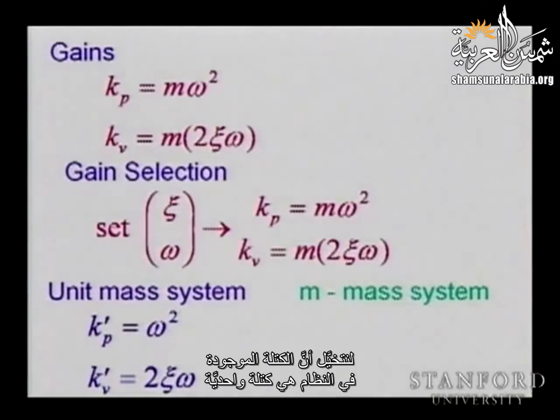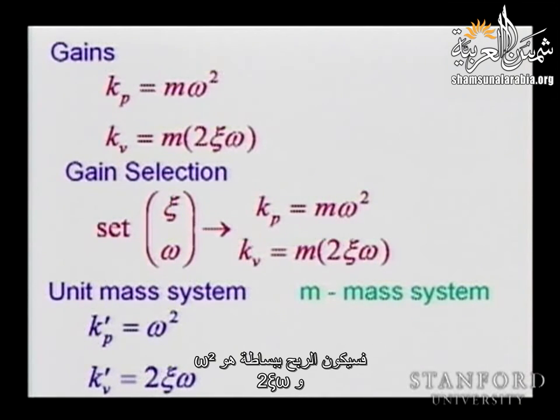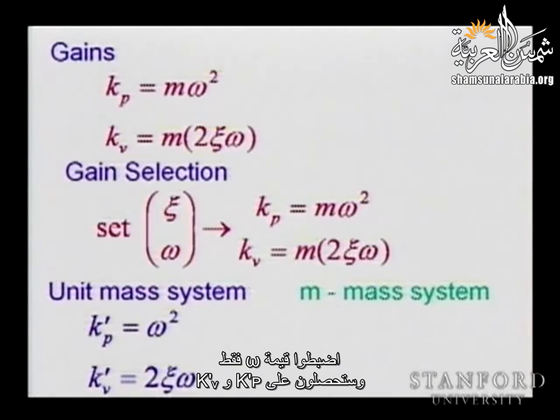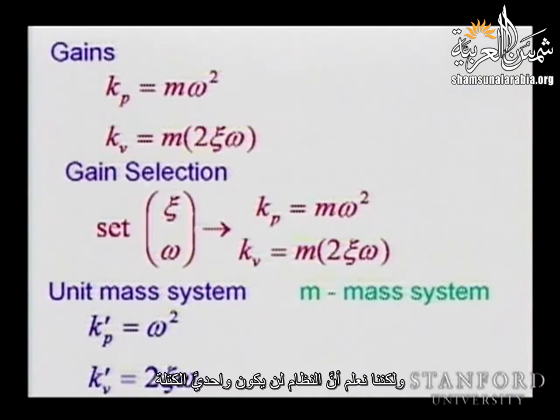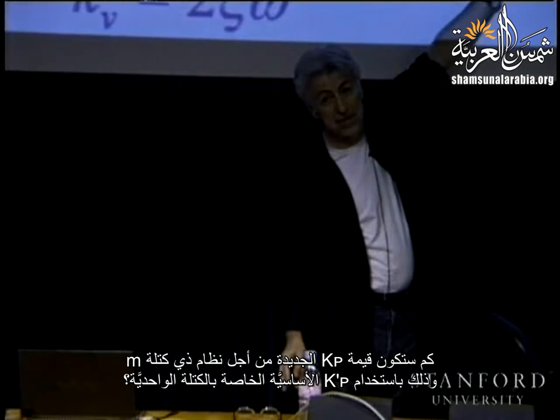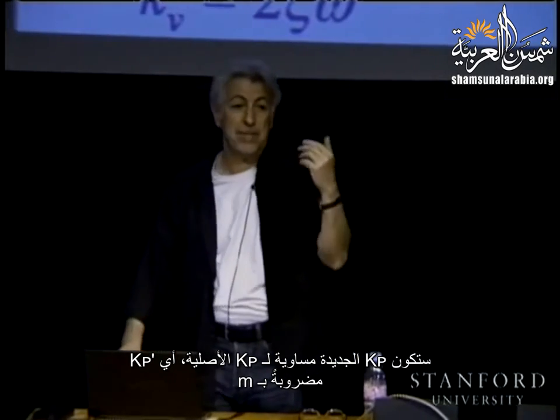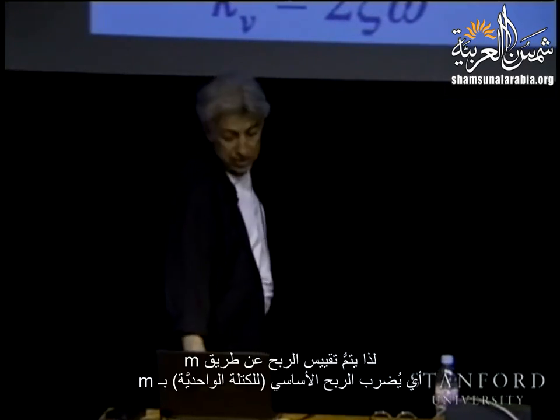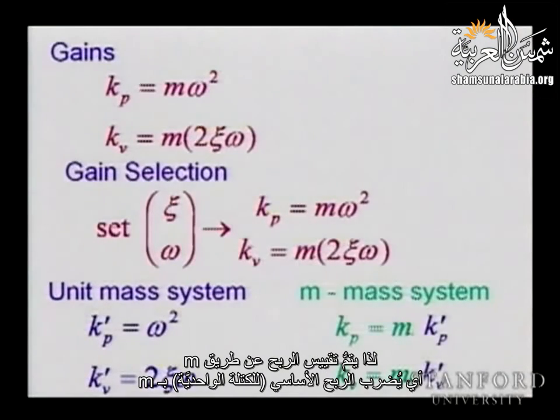So let's just imagine that your system, this mass was unit mass. Your gains will be simply omega squared and 2 zeta omega, which for m equal 1 would be 2 omega. Very simple. Just set omega, and you get your Kp and Kv. Okay? But we know the system is not going to be a unit mass. So for this m-mass system, what are the gains? Gains from this Kp prime and Kv prime. What would be Kp for a system with mass m, using Kp prime? Kp will be m times Kp prime. And Kv, just linear. So you take m and you scale your gains.